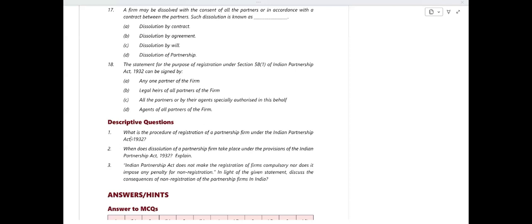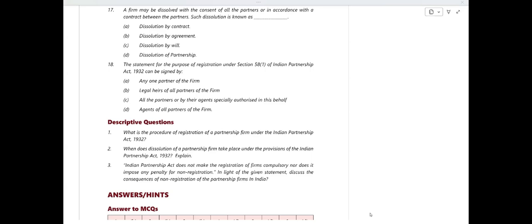So these are your third unit, that is registration and dissolution of your partnership firm. What is the procedure of registration of a partnership firm under the Partnership Act 1932? So what is the procedure that we had learned earlier also? We saw that one needs to get it registered, have to go to registrar of firms, then file a partnership deed. All the terms and conditions are to be written. Details of the partners along with their address, their age, where they live, whether they are resident of India or not. All these things are to be mentioned over there.